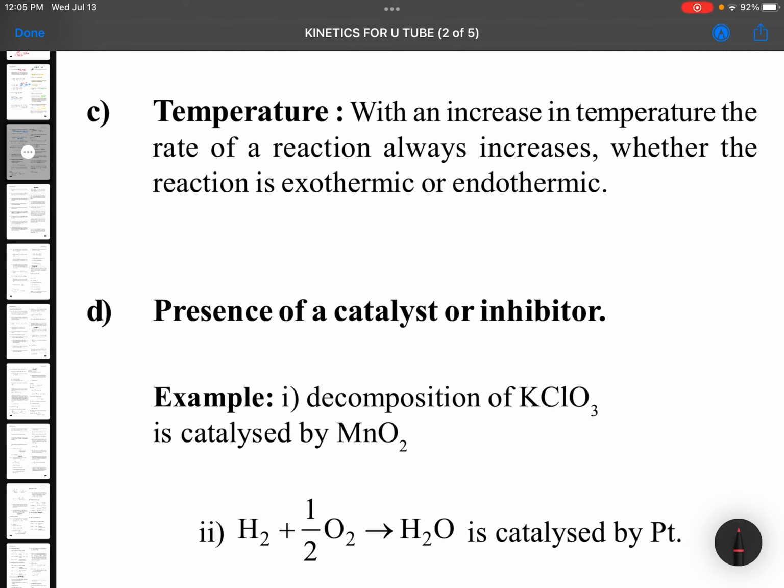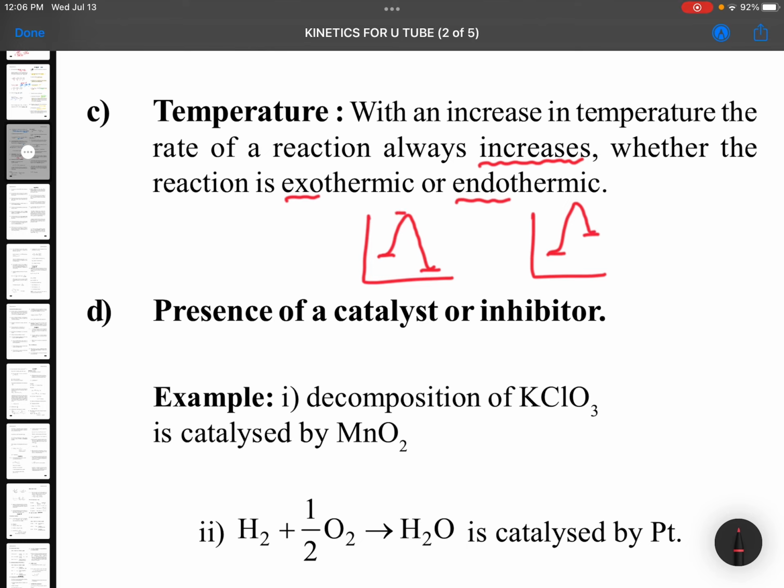Temperature: generally, with an increase in temperature, the rate of reaction increases. Now, this may be an endothermic reaction or an exothermic reaction, but the rate of reaction generally increases with temperature. Whether it is endothermic or exothermic, the graph will be like this. This is the exothermic graph, this is the endothermic graph.